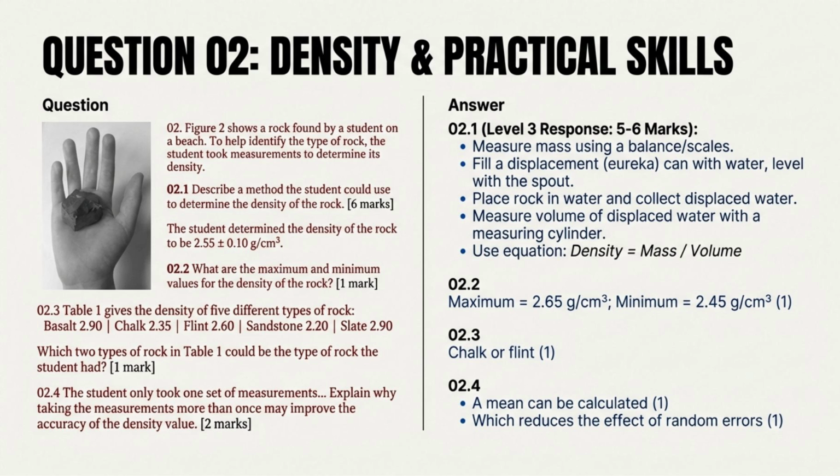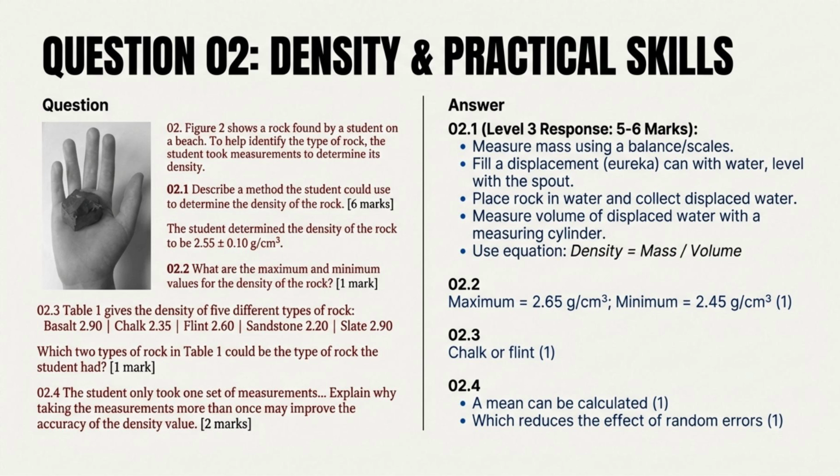So 02.2 gives us some actual numbers from the students. The density came out to 2.55, but with an uncertainty of plus or minus 0.10 grams per cubic centimeter. We need the maximum and minimum values. This is just testing if you know how to apply uncertainty. For the maximum, you add the 0.10 to 2.55, giving you 2.65. And for the minimum, subtract it. Exactly. 2.55 minus 0.10 is 2.45. So the range is 2.45 to 2.65.